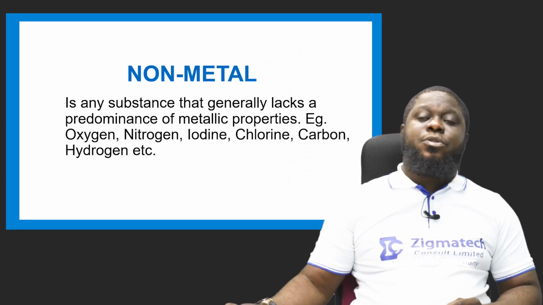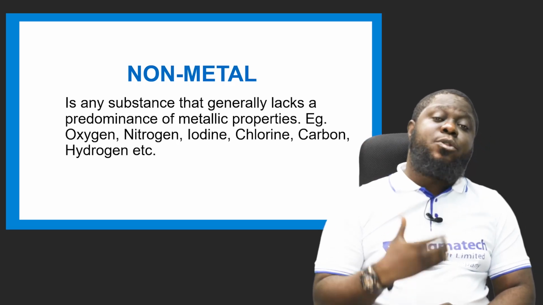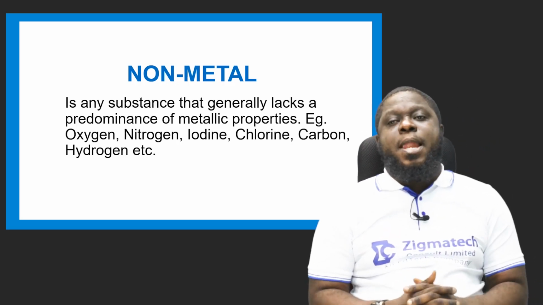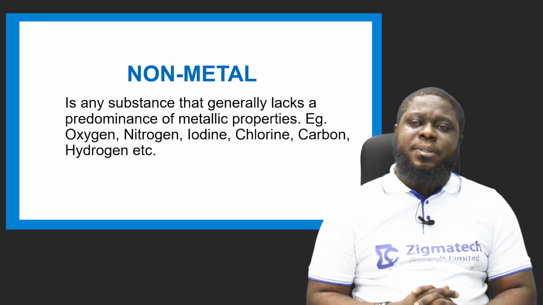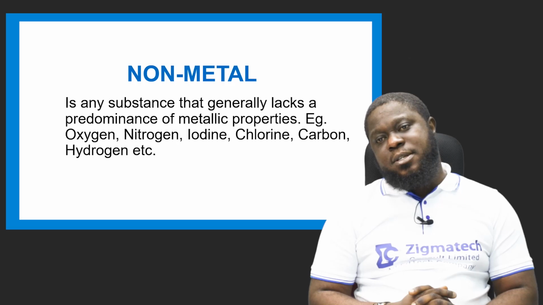Now, let's know what a non-metal is. A non-metal, we'll talk about metals more when we get to metals and their compounds. Now, let's go to a non-metal. A non-metal is any substance that generally lacks the predominance of metallic properties, e.g.